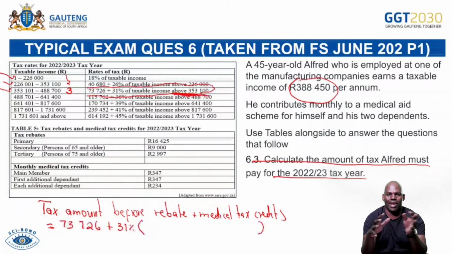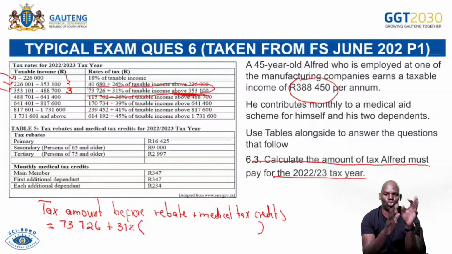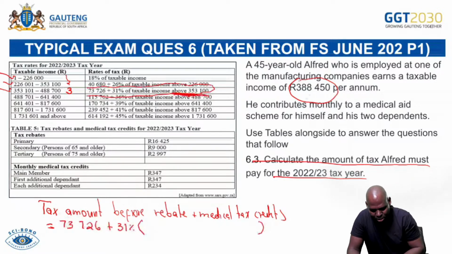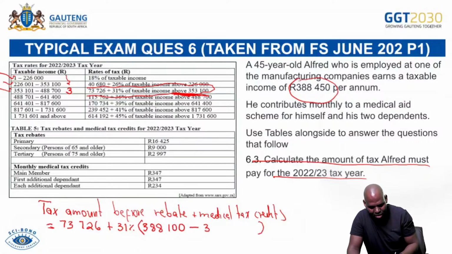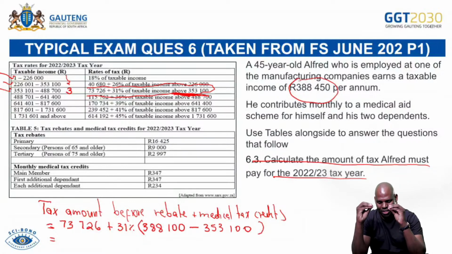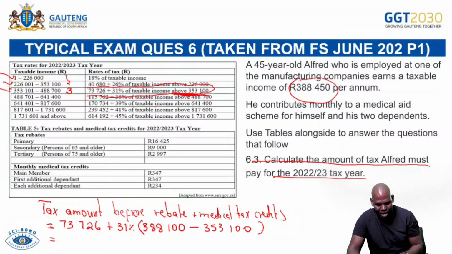If I've got 2 and then 5, and I want to know by how much 5 is above 2, I say 5 minus 2. So in this case, 388,450 is above 353,100 by how much? That is where we subtract. This is how we interpret the amount above: you calculate the difference between the taxable income and the amount that is given there. The taxable income is 388,450, not 388,100, sorry.